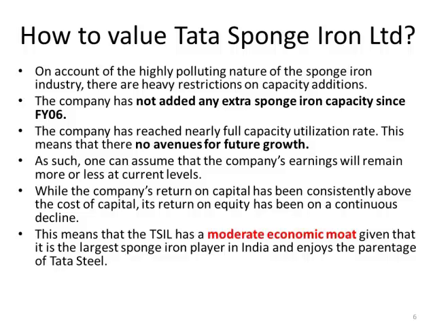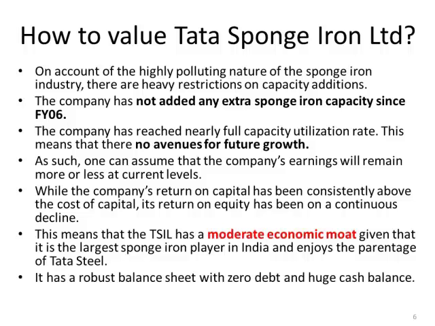The reasons for this are, first, that they are the largest sponge iron player in India, so they're the largest company in this industry, and they enjoy the parentage of Tata Steel, right? Because they're 51% owned by Tata Steel, that helps them as well, given Tata Steel is also a successful company. It also has a robust balance sheet with zero debt and a huge cash balance. Okay, so these are some good points about the company, and the not so good point, or thing to be aware of, is that the economic moat is quite moderate because ROE has been continuously declining.